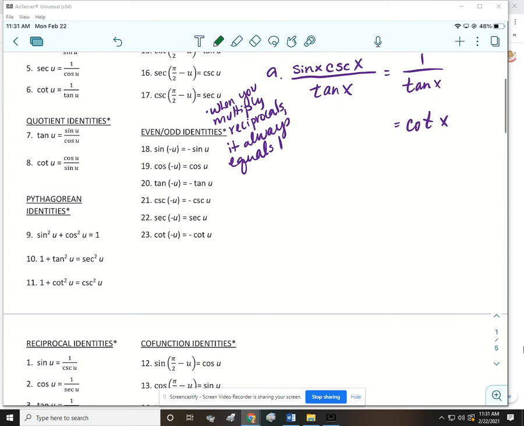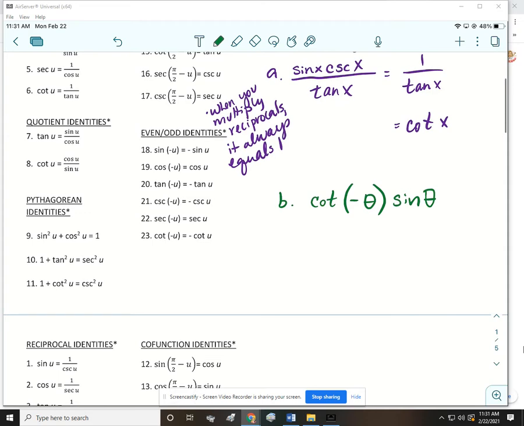All right, now let's look at B. For B, we have cotangent of negative theta times sine of theta. Don't let the fact they're using a Greek letter as your variable make you confused. It's not a big deal. It's just like x or u or whatever. Whenever we see cotangent of negative theta, we need to look at the even and odd identities. Cotangent is an odd function, and so according to number 23, the cotangent of negative theta should just be the negative cotangent of theta.